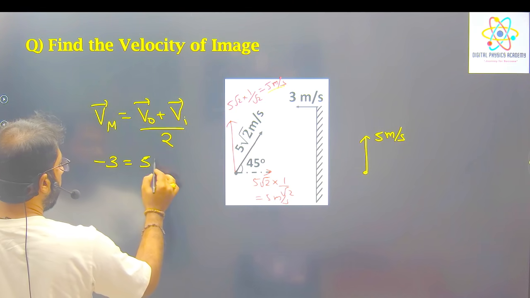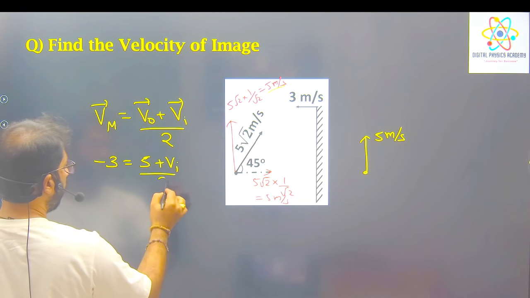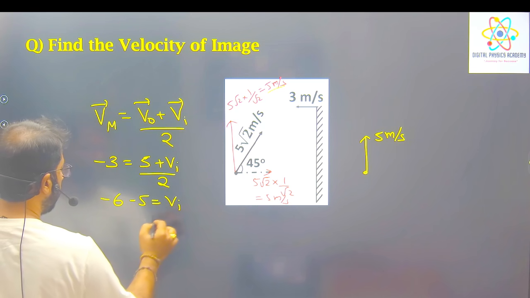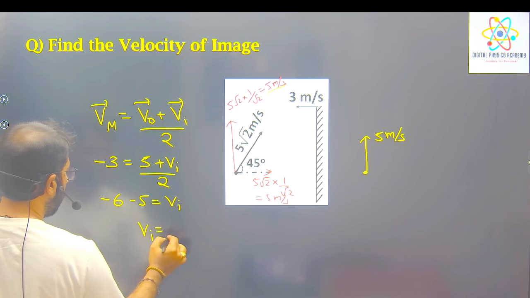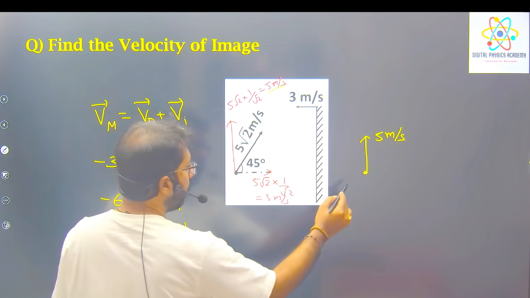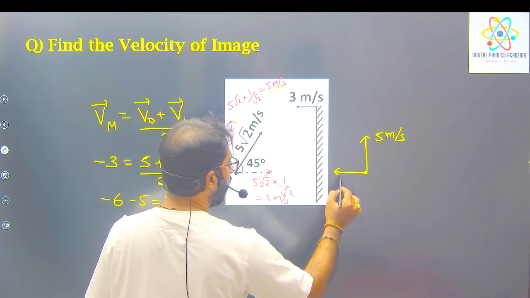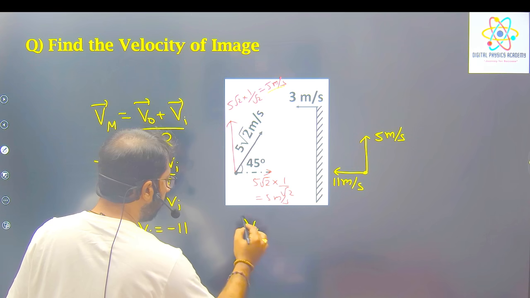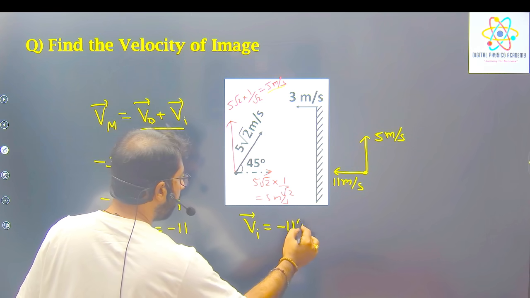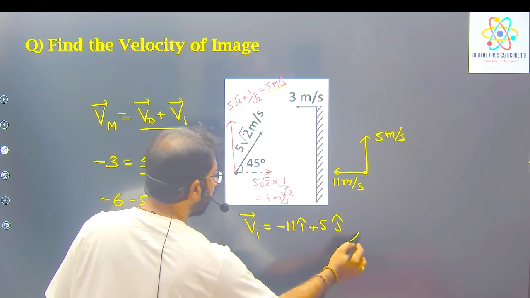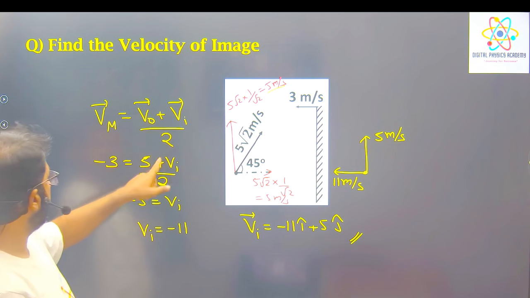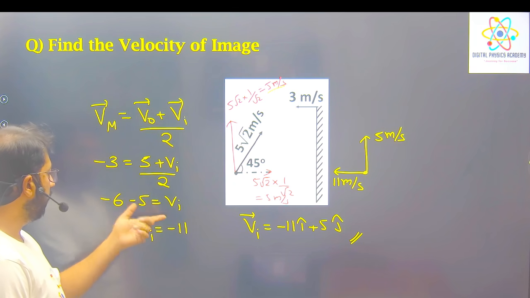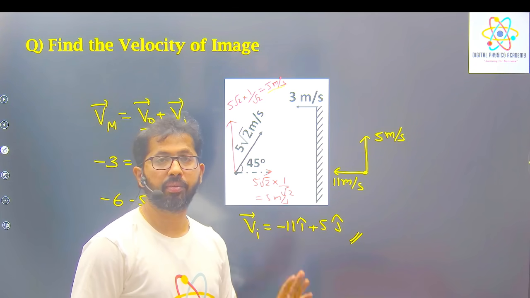So 5 plus vi by 2. So how much? Minus 6 minus 5 is equal to vi. So vi is equal to minus 11. So this minus 11 means it is going in this direction, at 11 meters per second. That means the answer, velocity of the image, will be minus 11 i cap plus 5 j cap. So 5 plus vi by 2, minus 6... minus 11, right? Yes, correct. So minus 11 i cap plus 5 j cap is the answer.